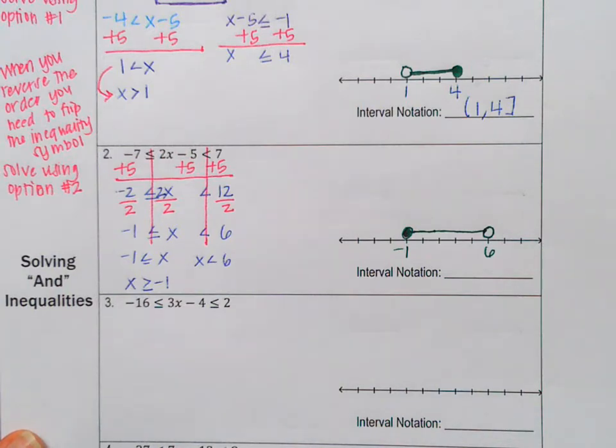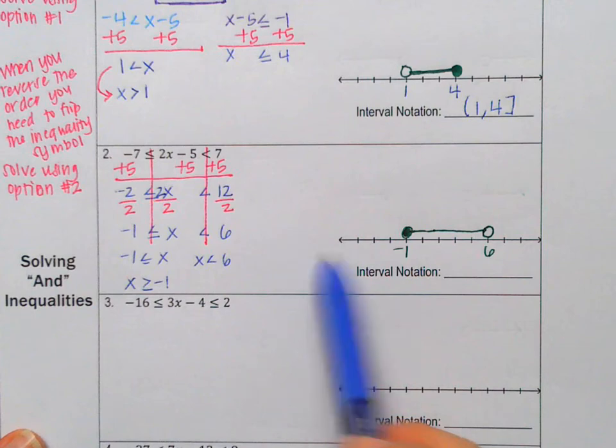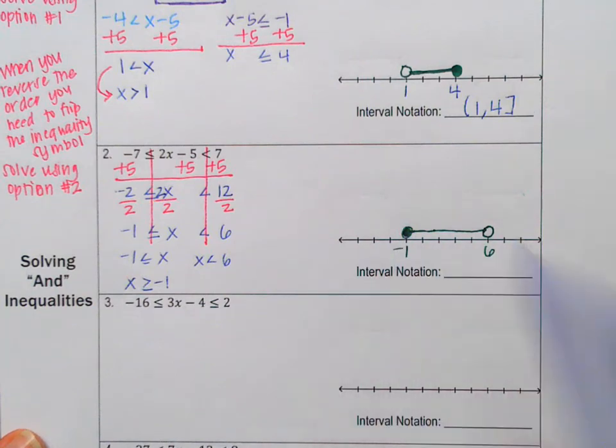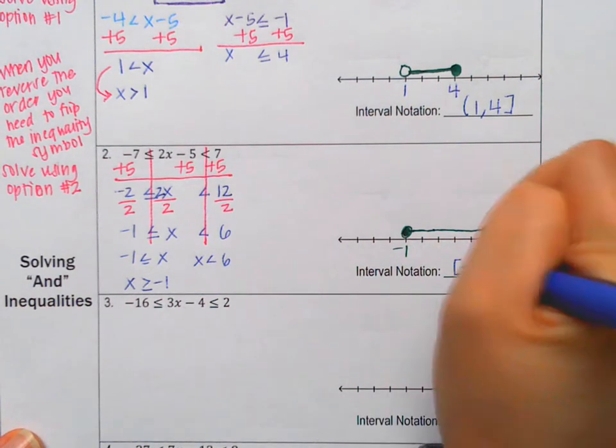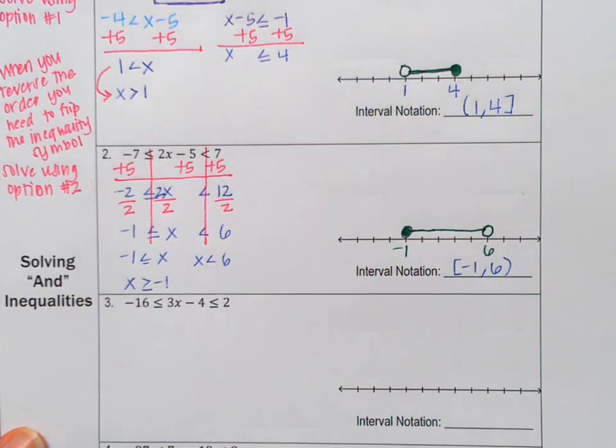So to write that in interval notation, we go from left to right. So we start with -1. -1 is a closed circle, so we have a bracket at -1. Goes on to 6, and 6 is a parentheses because it's an open circle.